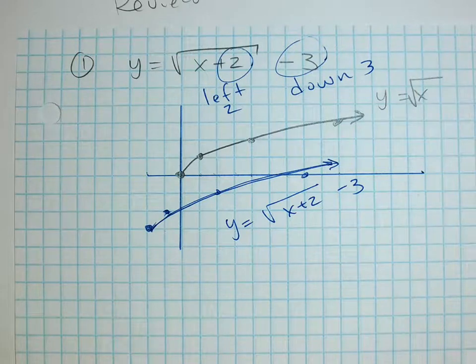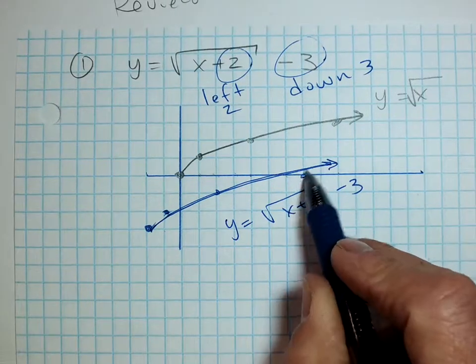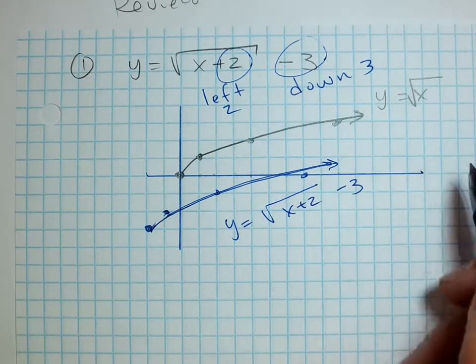How am I doing? We're going slowly enough? I'm off by a little bit. Should have gone through there. Oops.